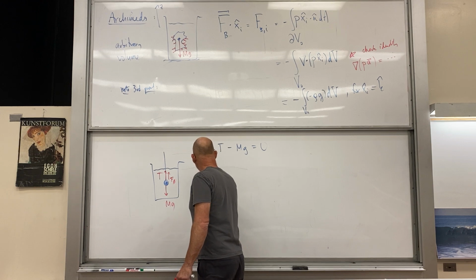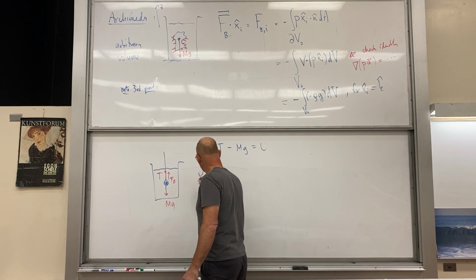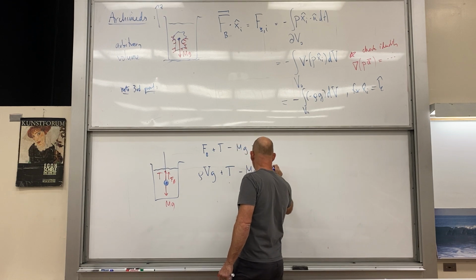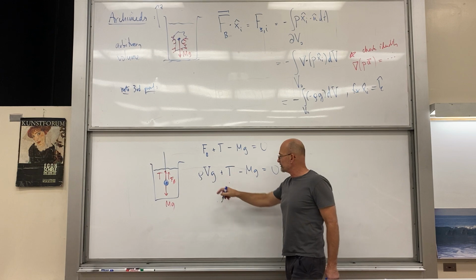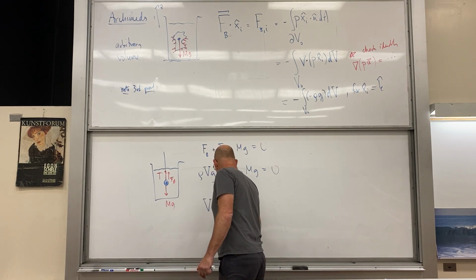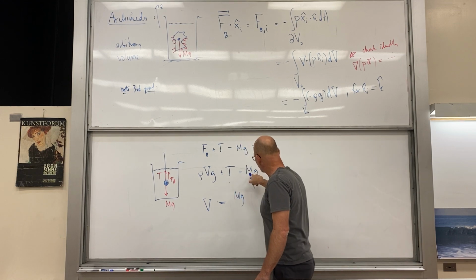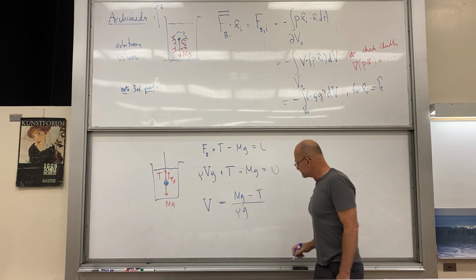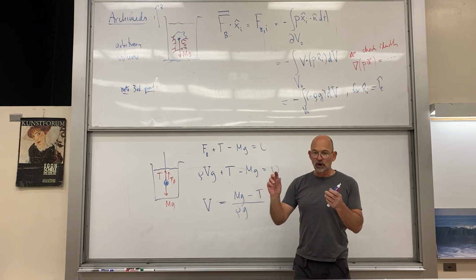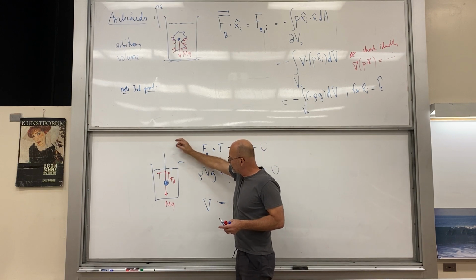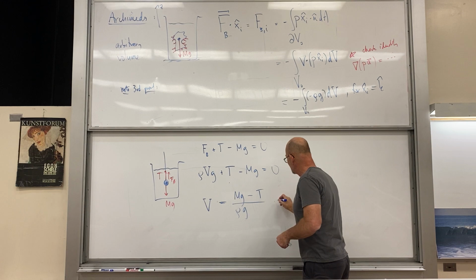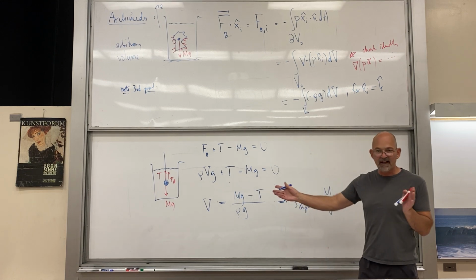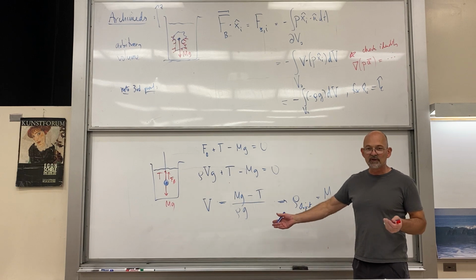So we have density of the fluid, which is water, times volume displaced, times g, plus T minus mg is equal to 0. We're just going to solve for the volume. So this is the volume of our object: its weight in air minus its weight when it's submerged in water, divided by the density of the water times g. So now you have the volume. This could be a really small object, say a gold ring. You've done two careful measurements, and you now have the volume of that object. Therefore, the density of the object is just the mass divided by the volume, and then you can check that against the table of values and see what it really is.